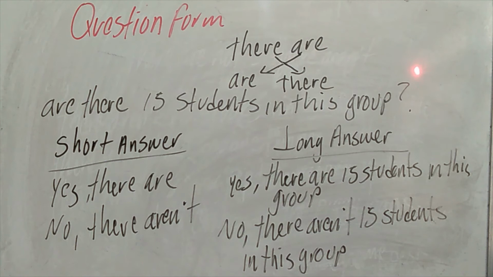And we have two different kinds of answers, right? This is the short one and the long one. First of all, the short answer: yes, there are, no, there aren't. And the long answer is going to be: yes, there are 15 students in this group, or no, there aren't 15 students in this group, right? Well, I say that is very easy, okay? But let's analyze it in Spanish.